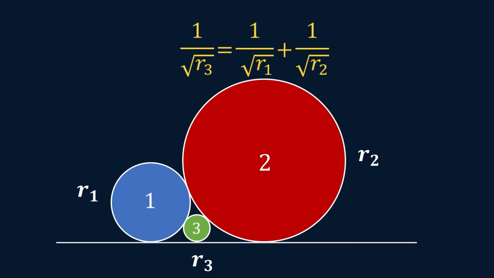Three circles rest on the same line. The left and right circles, C1 and C2, touch each other externally. A smaller circle, C3, fits between them, tangent to both and to the line. If their radii are R1, R2, and R3, prove that 1 over square root R3 equals 1 over square root R1 plus 1 over square root R2.